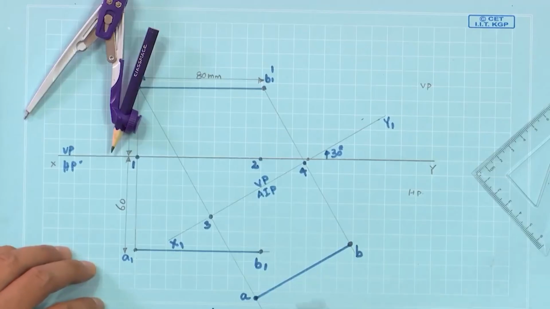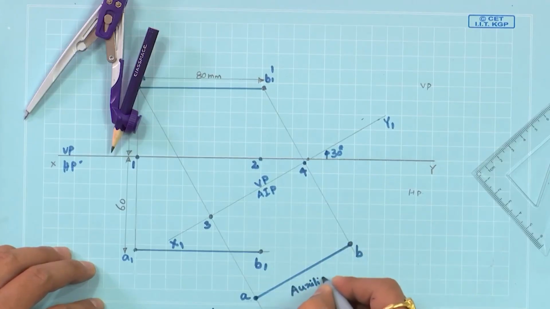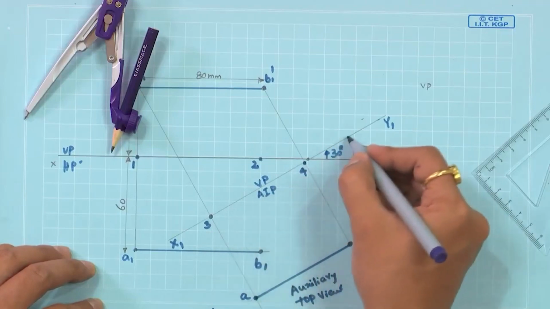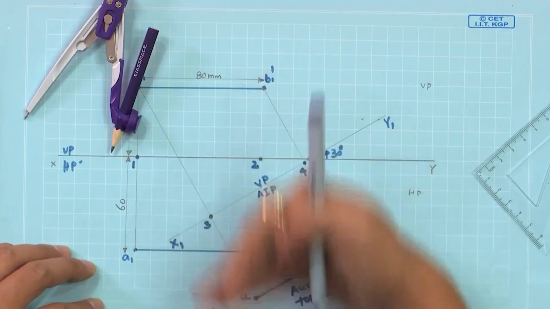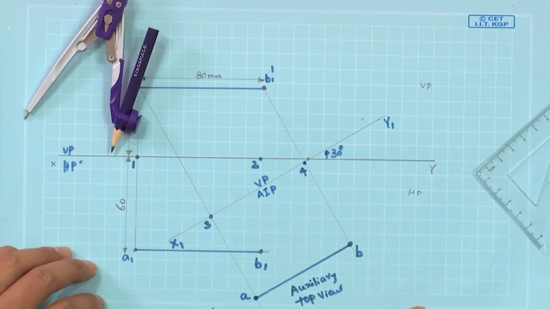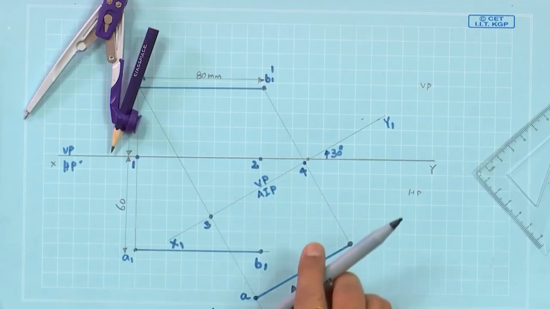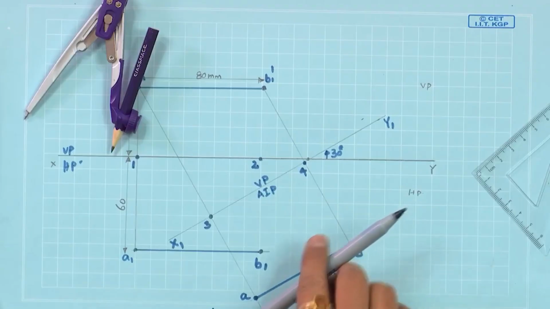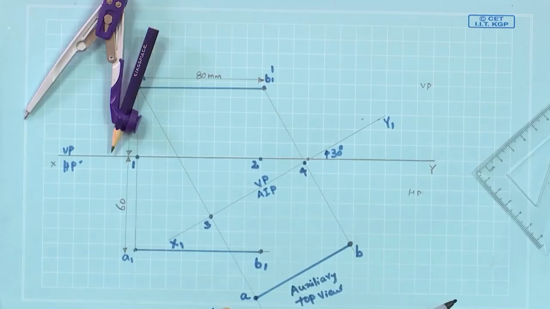Now, A B, this is our auxiliary top view, which we are getting with respect to this auxiliary inclined plane. Now, this top view of the line appears to be inclined to the vertical plane at 60 degrees.